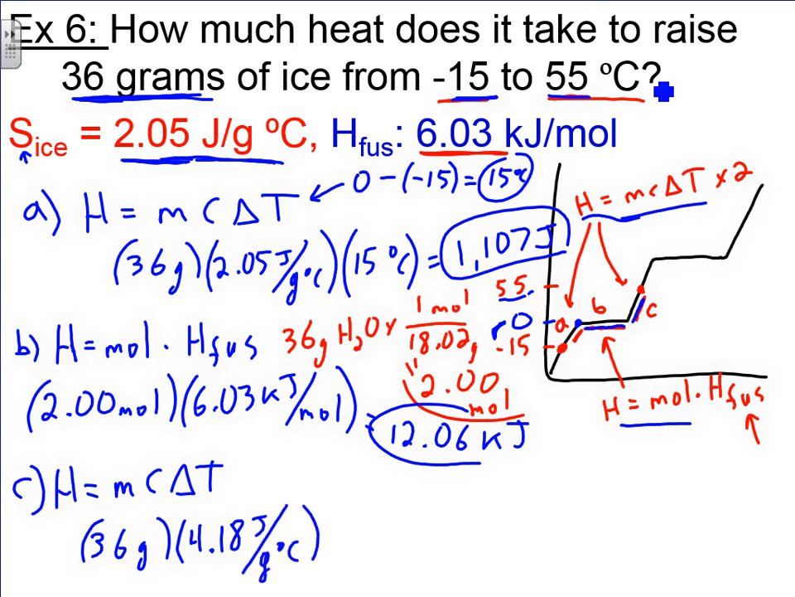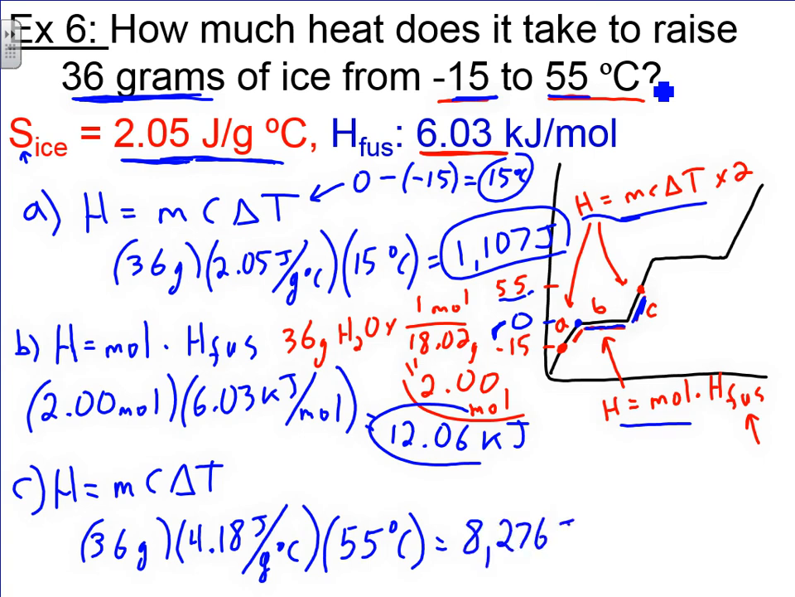What's our delta T in this case? Well, we're going from 0 up to 55, so it's actually 55 degrees Celsius. Hopefully that makes sense. All right, let's go ahead and calculate how much this would be. Go ahead and do 36 times 4.18 times 55. And it looks like we get 8,276 joules in this case. Okay, these are the 3 amounts.